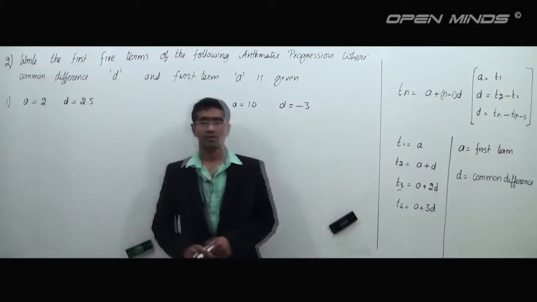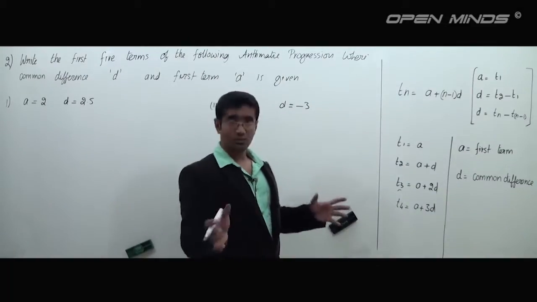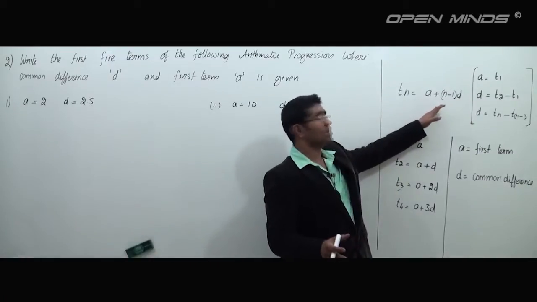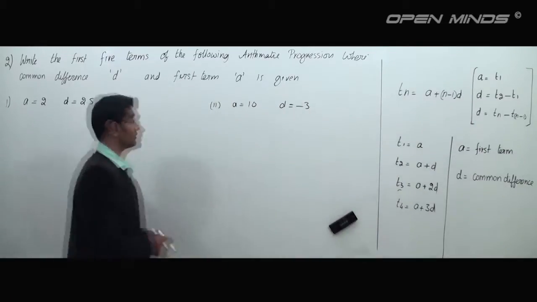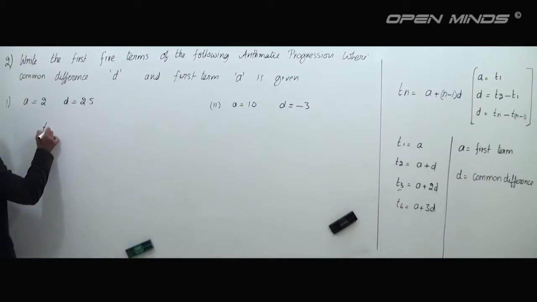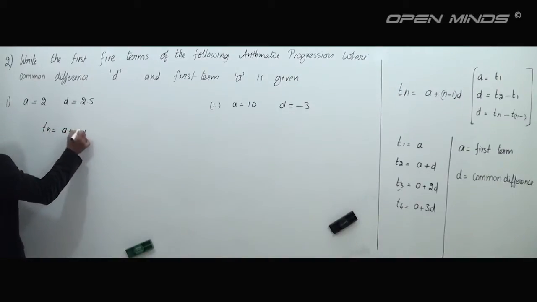Let's work the second problem here, guys. We know that to find the nth term of an AP, we have a plus n minus 1 into d. That is the formula we're using, right? So let's write the formula here. That is Tn is given as a plus n minus 1 into d.